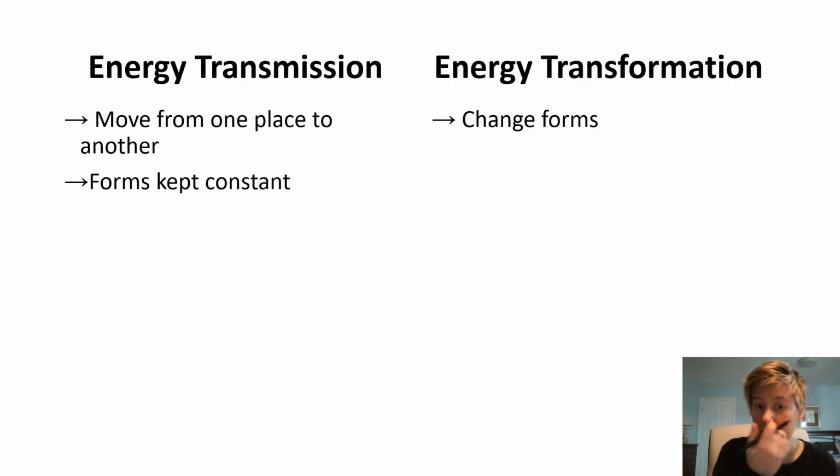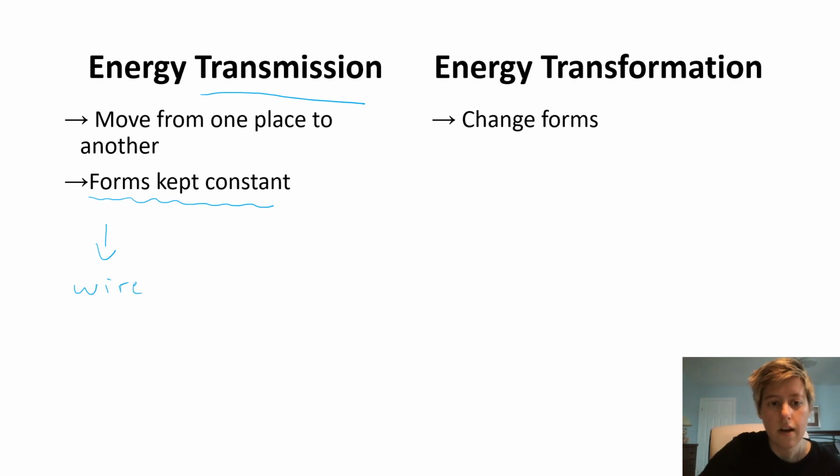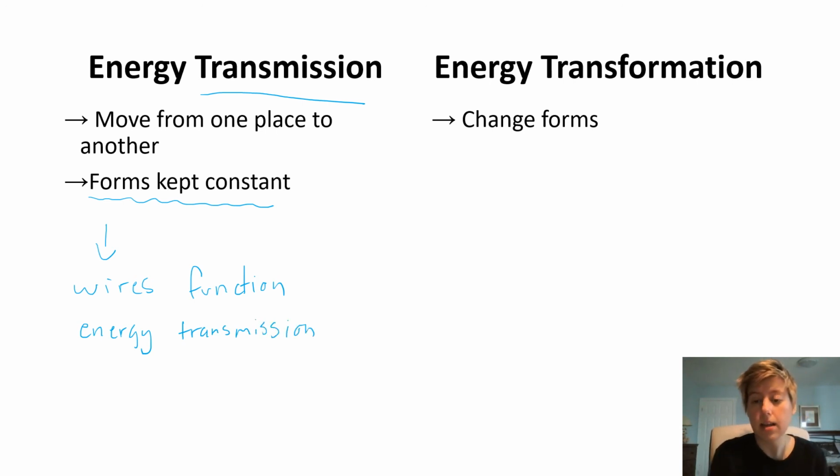So, and this is where we have this idea of energy transmission and energy transformation. When energy is being transmitted, I'm moving from one spot to another and the form is kept constant. So if we're looking at an electric circuit, wires have the function of energy transmission, because their role is to basically allow electrons to travel from one part of the circuit to the other part of the circuit. And when we're talking about energy transformation, I'm changing forms of energy.